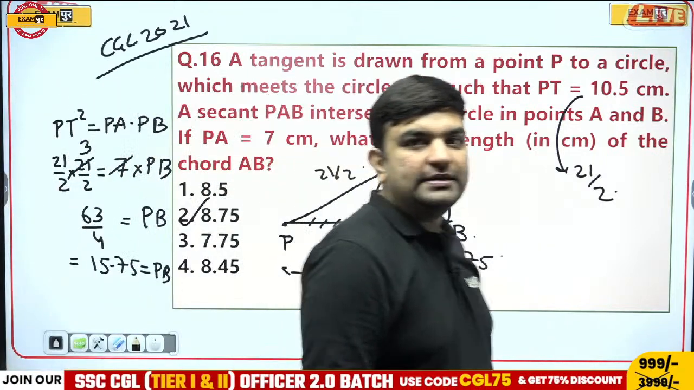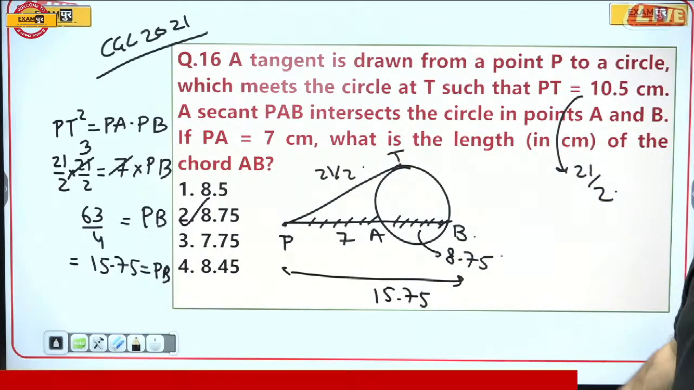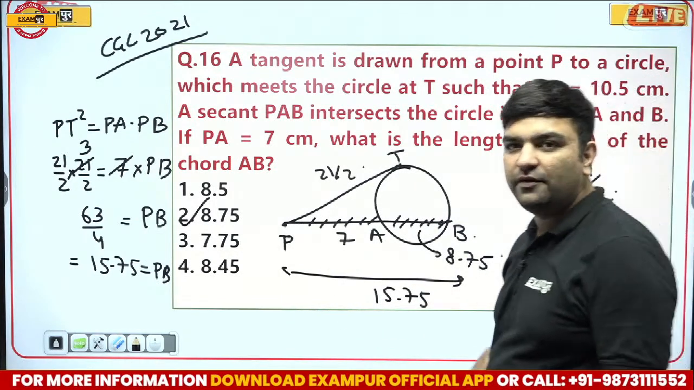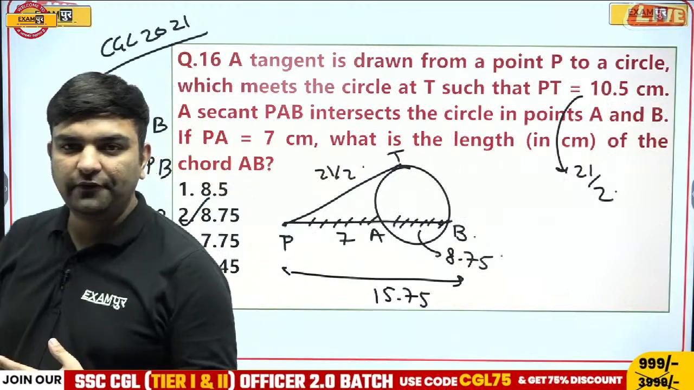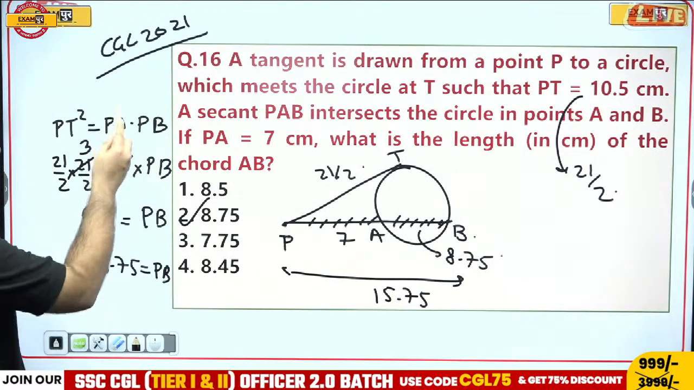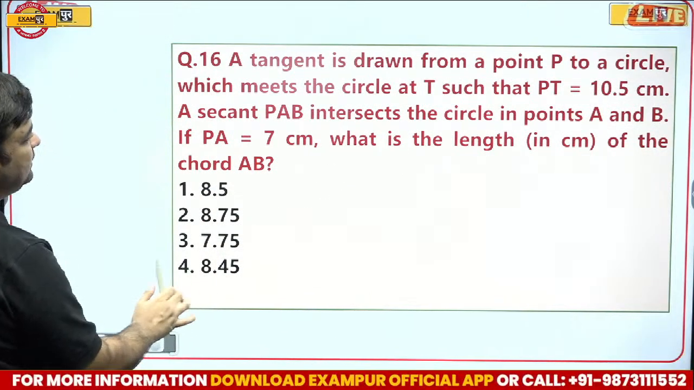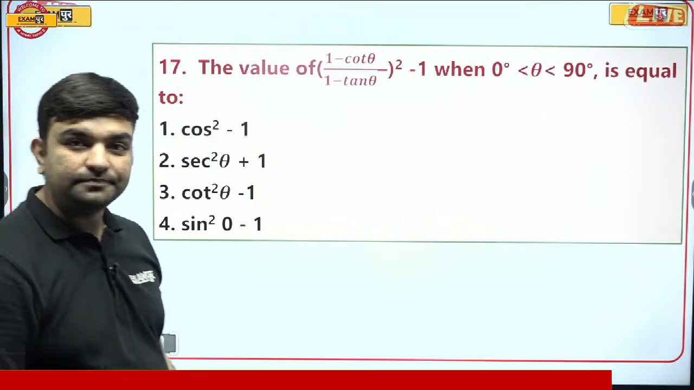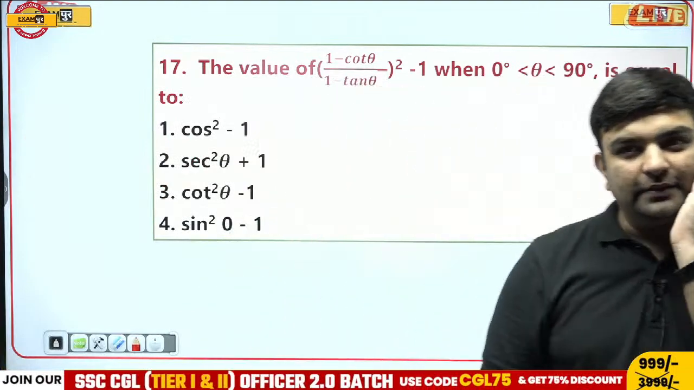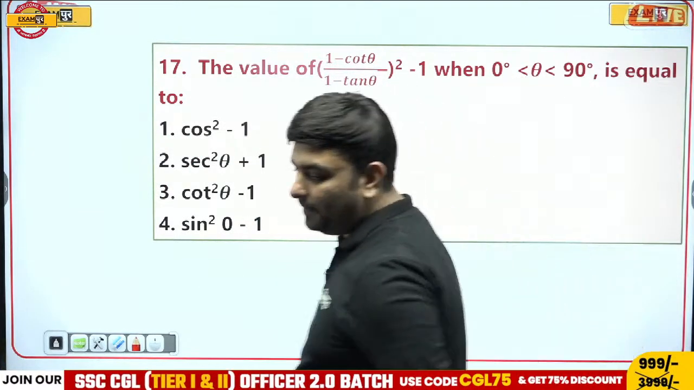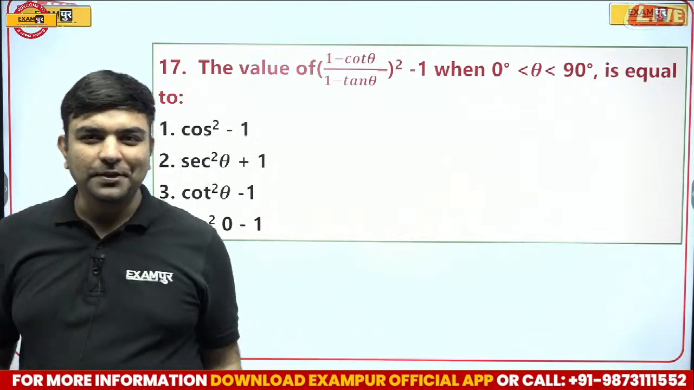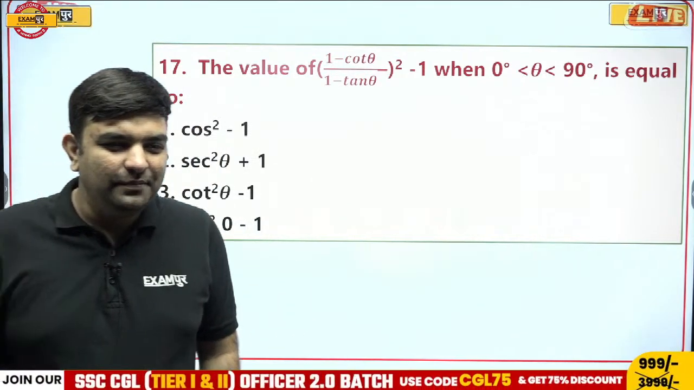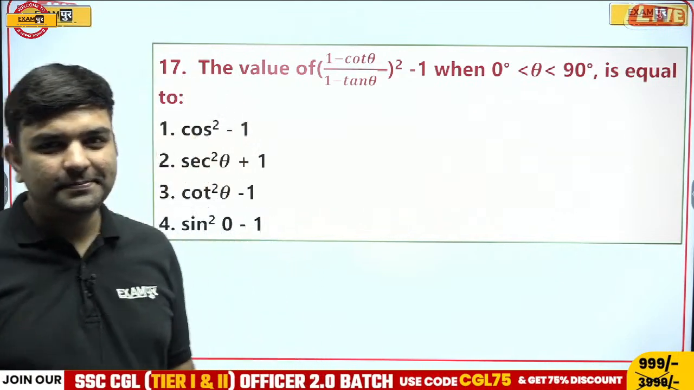Okay. Is it clear, guys? If PA is 7, total is 15.75, so AB is 8.75. Quite repeated, guys. Are you observing that in advanced, the numbers increase quite fast?